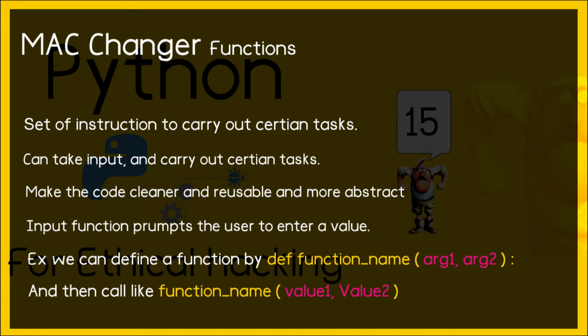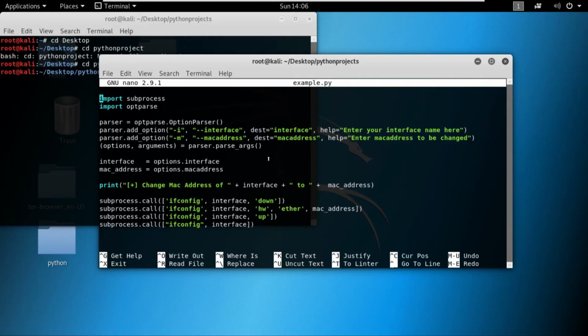So how can we declare our own function? Input was a predefined function. We can declare our own function by writing def, which is a reserved keyword, then the function name, and then certain arguments. That could be 1, 2, 3, 4, as many as you want. Then we can call that function from our code by writing the name of that function and giving it the arguments we defined in the function declaration. So this was a short introduction to a function.